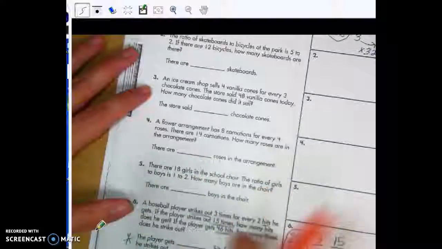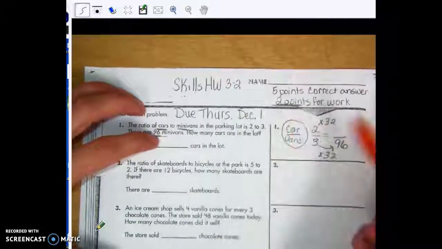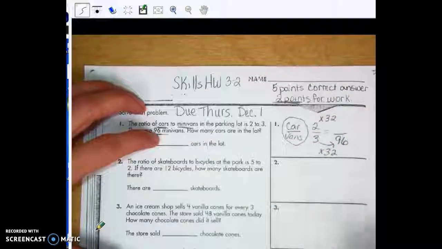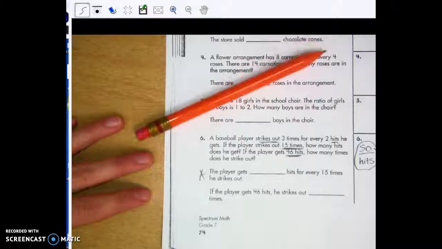Remember, you do get points for showing your work. 2 points for showing your work. Showing your work means you set up your cloud and you set up your two ratios. So make sure you show that every time. Don't just put an answer on there. All right, good luck.